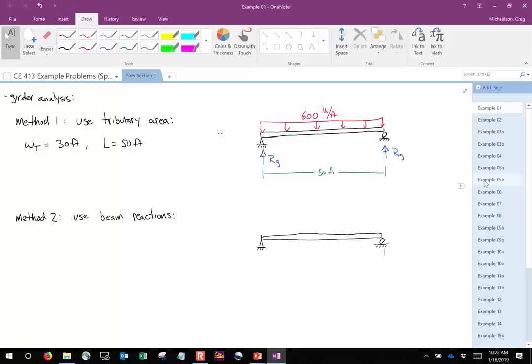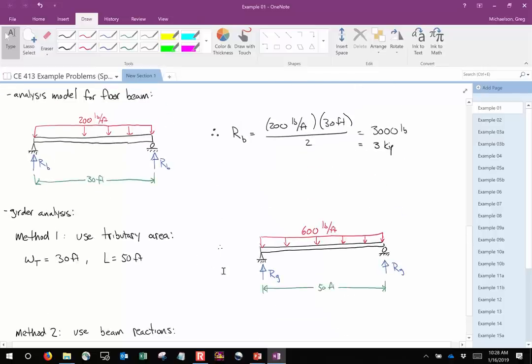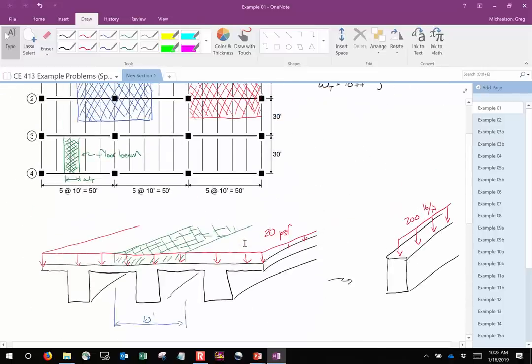Here's what I propose with method two. So we have a reaction here. We have a reaction here. And this dimension is still 50 feet. Okay. Let's scroll up a little bit. Now here's the floor plan, and I'm going to look at this girder here, this C3, D3, because they're both the same. If you look at this girder, remember, it's sort of like the hip bone connected to the leg bone. The beams frame into the girders, which frame into the columns, which go down to the ground, right?